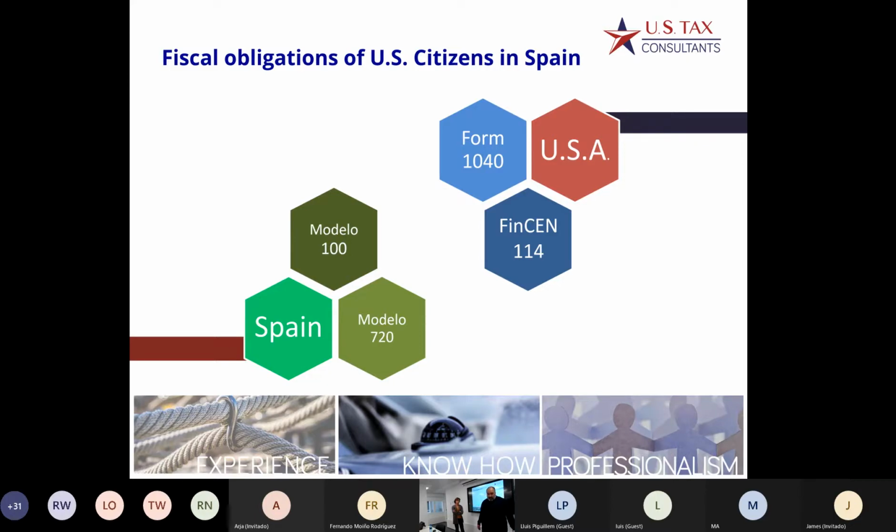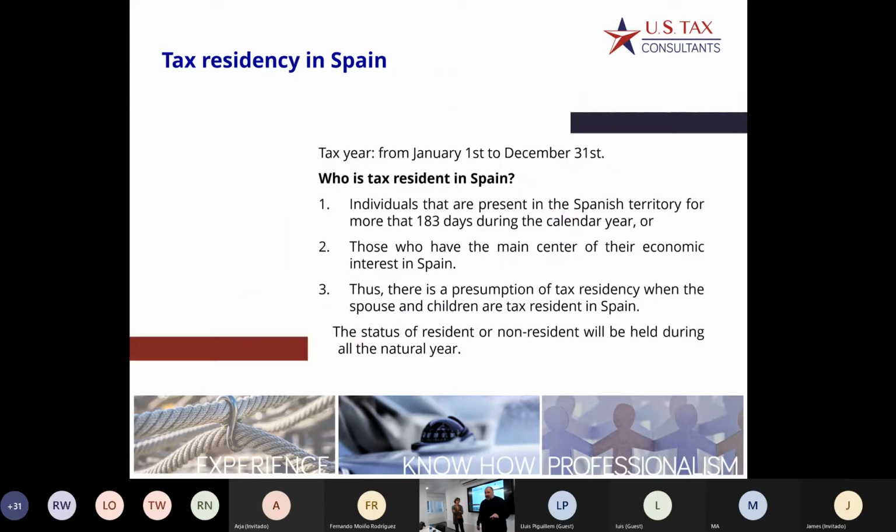One very important thing is to talk about the residency, because it's the key issue in knowing which ones you have to do and when you have to do them. Alejandra is going to talk about the residency first, and then we will go through the obligations one by one. Okay, thank you.